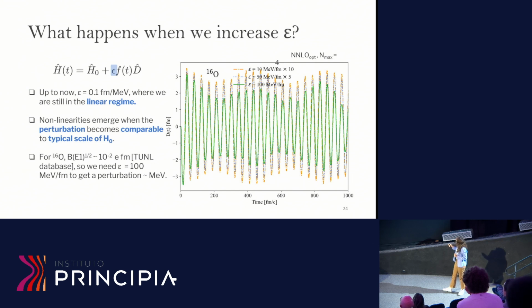So you see here results for 10, 50, and 100 MeV, which are rescaled according to the ratio between each other. If we were in the linear regime, these curves should all overlap. However, we actually see that there are some deviations. And so this is the non-linear behavior which starts to come out.